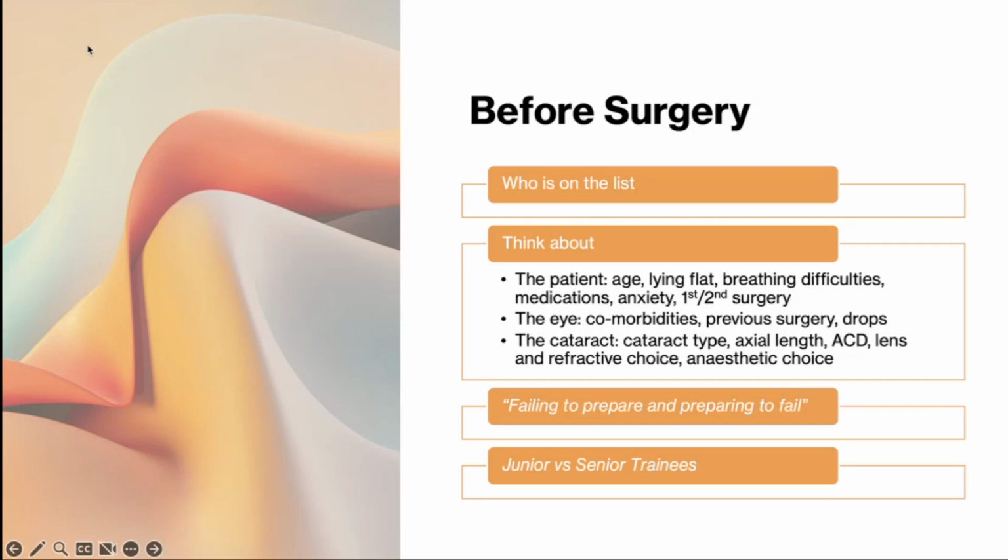Then I think about the eye itself. So is it a patient who has had previous surgery? Do they have glaucoma? Do they have any lid issues? Have they had previous strabismus surgery, for example?